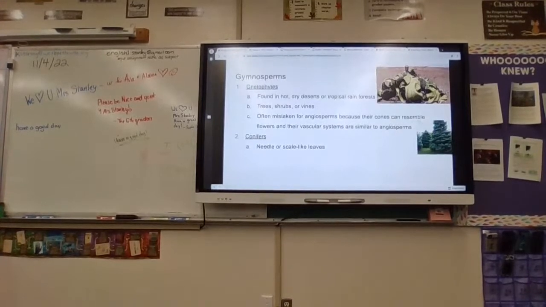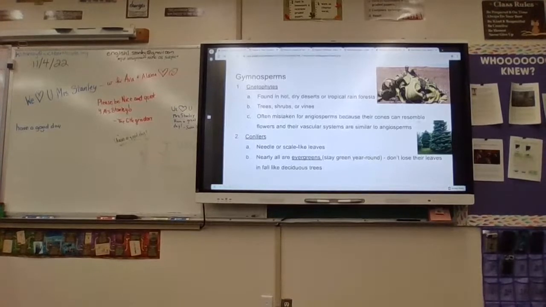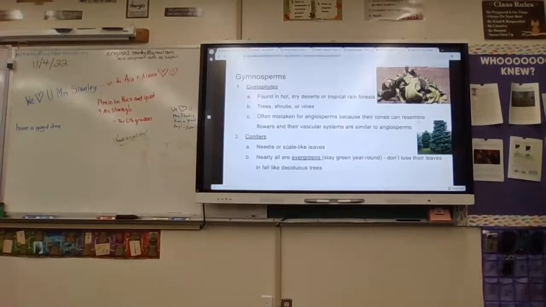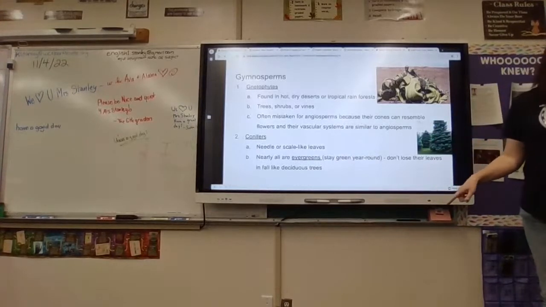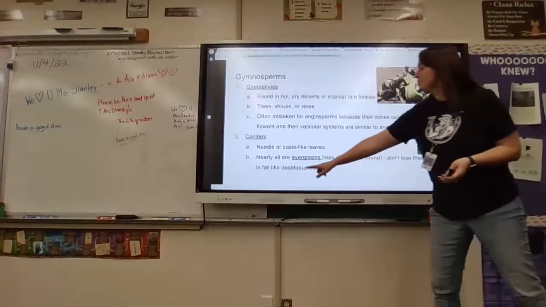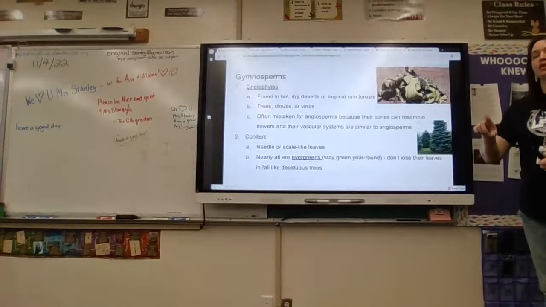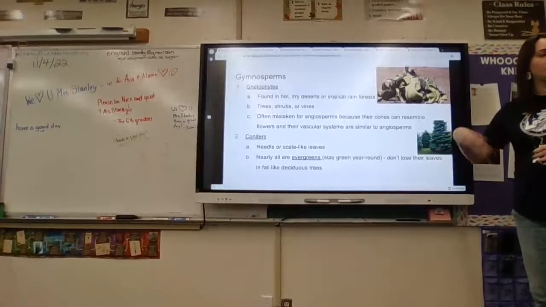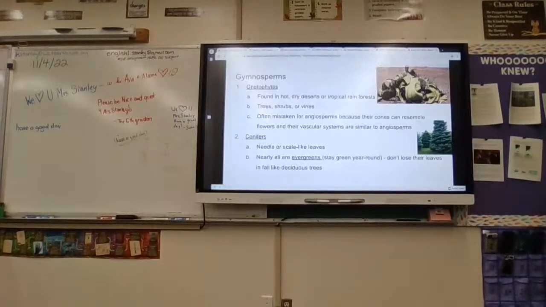Listen, all conifers have needle or scale-like leaves, and they are nearly all evergreens, not always, but nearly. Now, what it means when it says evergreens is that they stay green. The opposite of that, like the ginkgo trees that I showed you that turn yellow, are called deciduous trees. If a tree loses its leaves in the fall and is bare all winter before getting new leaves in the spring, it's a deciduous tree. Evergreens keep their leaves.